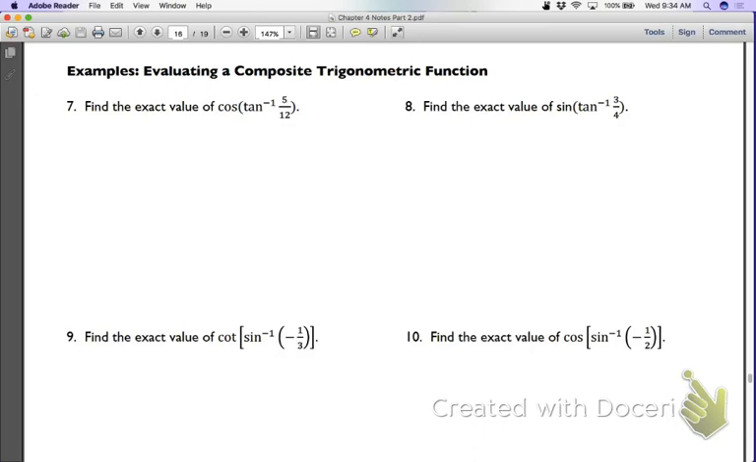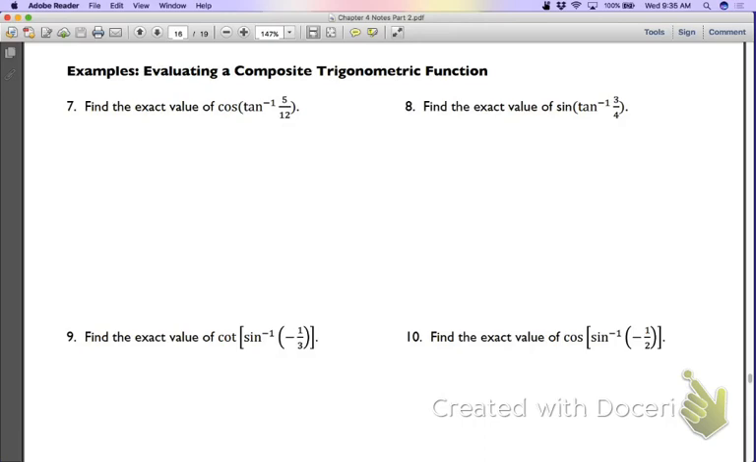The last part deals with evaluating a composite, not a compound, a composite trig function. Basically what's going to happen here is you are going to have two different types. It's not like you're going to have sine and inverse sine, or cosine and inverse cosine, or tangent and inverse tangent, stuff like that. Whenever we're evaluating here, you're going to have two different types of functions. Most of the time, you're going back to your trig functions of opposite over adjacent, adjacent over hypotenuse, opposite over hypotenuse, that sort of thing.